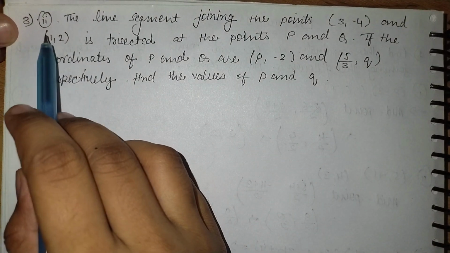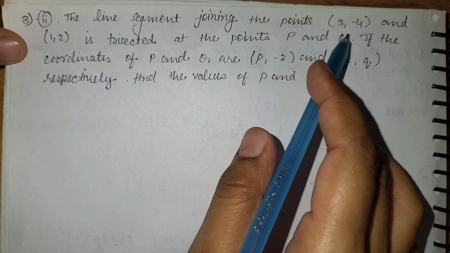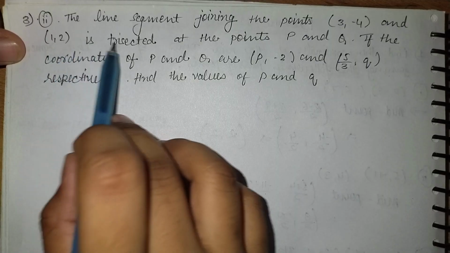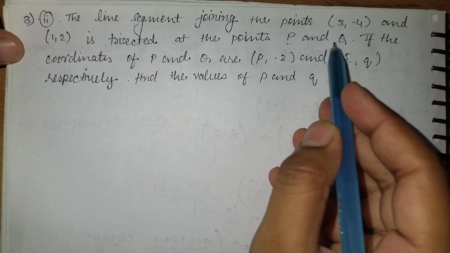Now let us solve question number 3, second part. The line segment joining the points 3 comma minus 4 and 1 comma 2 is trisected at the points P and Q.